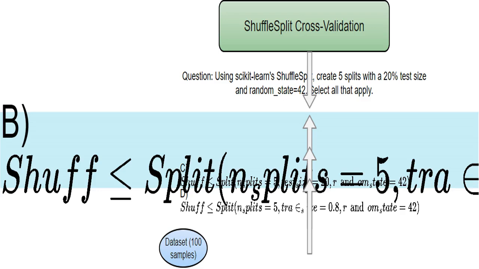ShuffleSplit. Here, I'm setting the training data size to 80 samples, train_size equals 80. Because ShuffleSplit knows that the total number of samples is 100, it automatically calculates the test size, 100 minus 80 equals 20, or 20%. So, this achieves the same goal as option A.